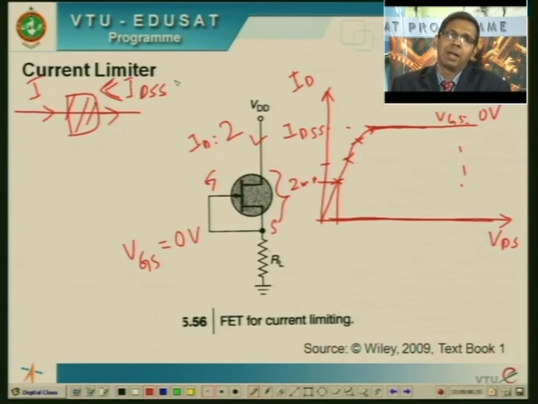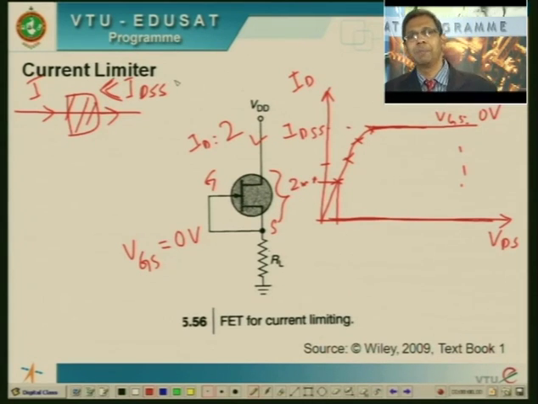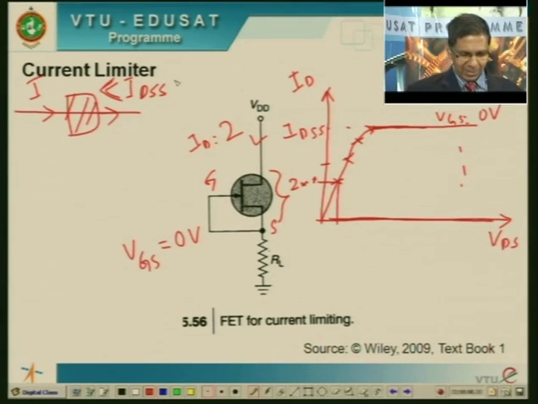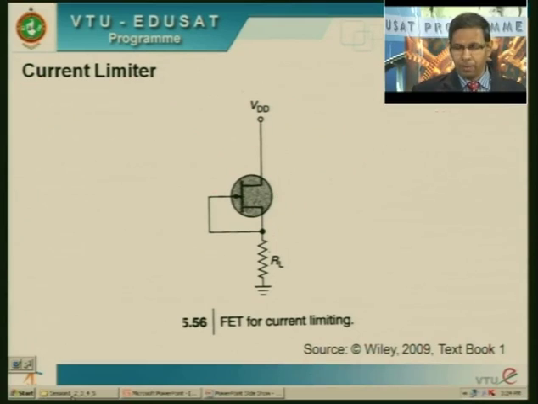It will limit the current to below IDSS. This is the functionality that we want for any current limiter circuit. So we have studied the amplifier, we have studied the multiplexer. Now we have studied the current limiter.